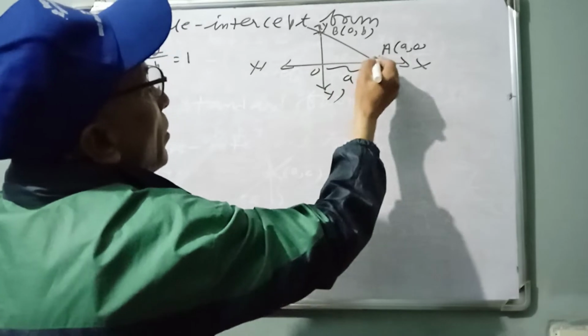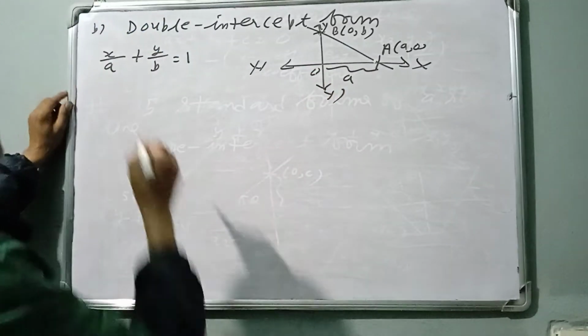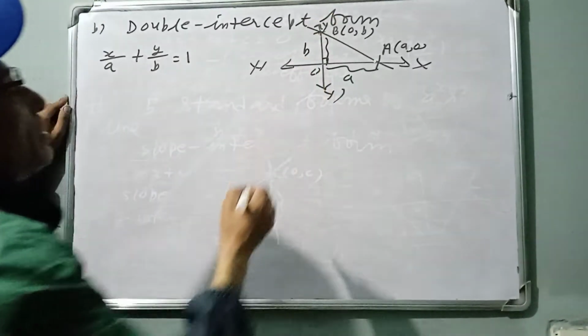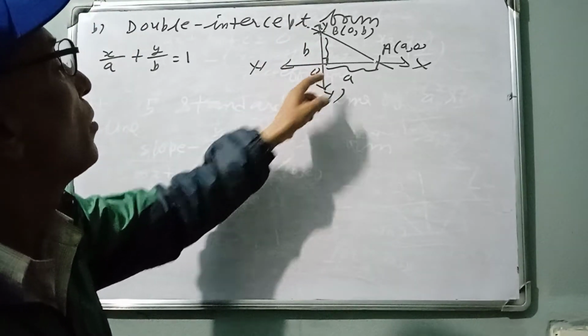this one, the distance of A from the origin O. B, this is b, the distance of the point B on y axis from the origin O.